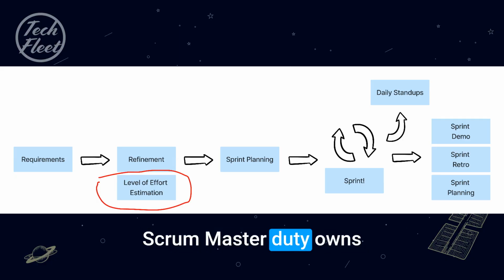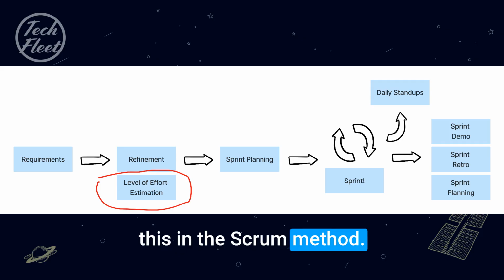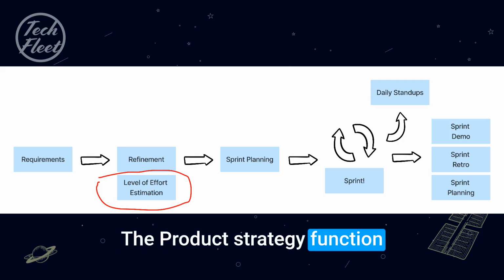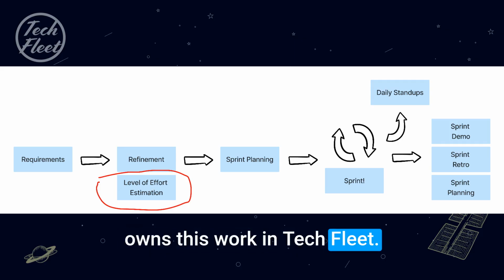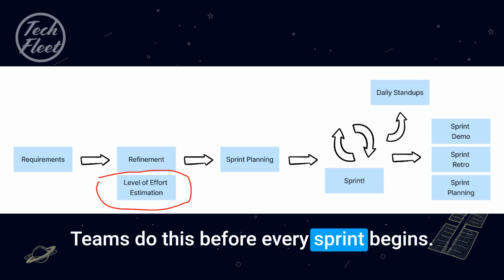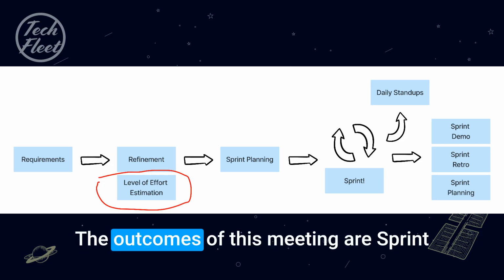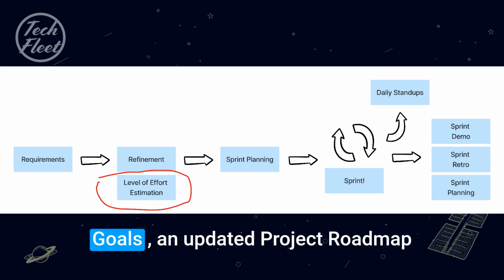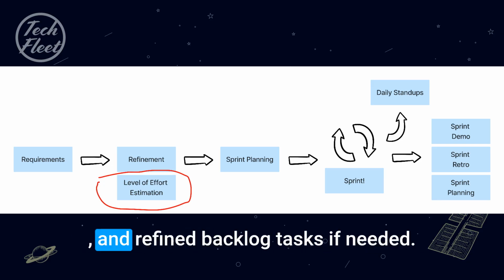Scrum Master duty owns this in the Scrum method. The product strategy function owns this work in Tech Fleet. Teams do this before every sprint begins. The outcomes of this meeting are sprint goals, an updated project roadmap, and refined backlog tasks if needed.